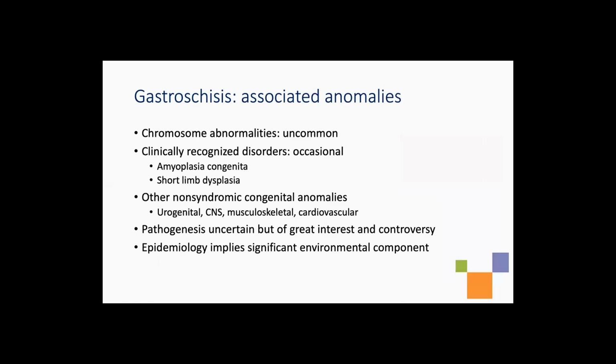Again, chromosome abnormalities are uncommon, but not completely unheard of. Occasional other anomalies that are syndromes associated with gastroschisis include amyoplasia and short limb dysplasias. And then some of these other organ systems are also sometimes reported to be involved with gastroschisis. The pathogenesis is therefore somewhat uncertain, but it is of great interest and controversy. And the epidemiology, I think, implies that there is a significant environmental component, but the nature of that remains to be investigated.